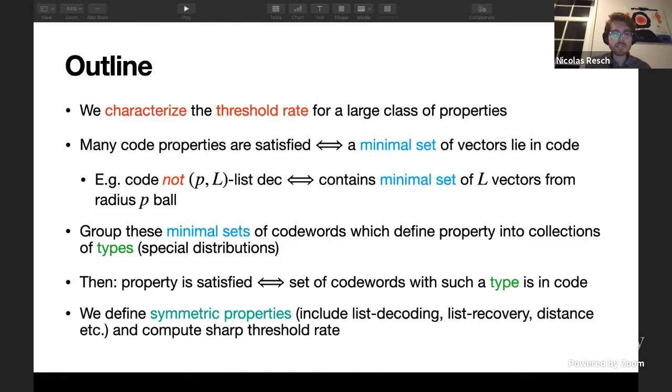And as a final step, which was actually sort of one of the more subtle issues in this work, we define what we call symmetric properties, which include things like list decoding and some of the generalizations like, say, list recovery. And we're able to compute the sharp threshold rate for any symmetric property. So one of the challenges here was to come up with a definition of property which was broad enough to include the things that we were interested in, but also narrow enough that we could give a very, very precise answer.